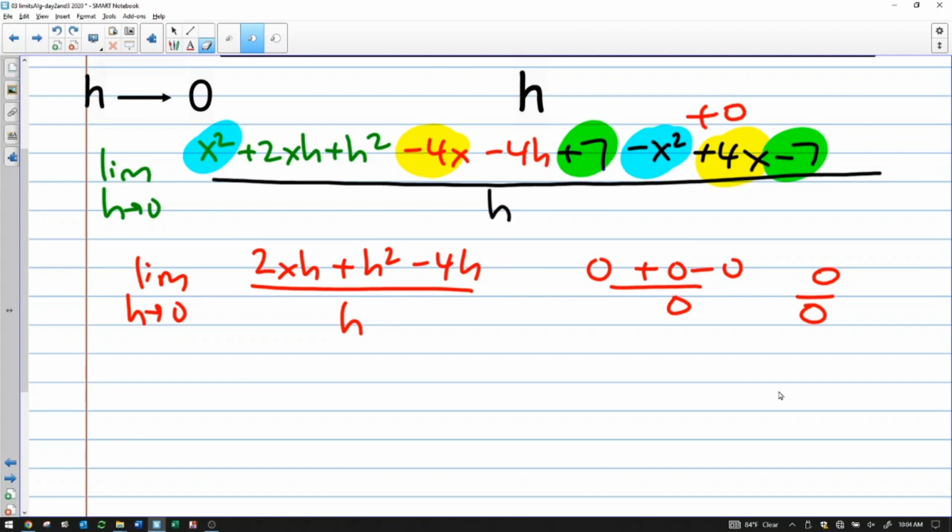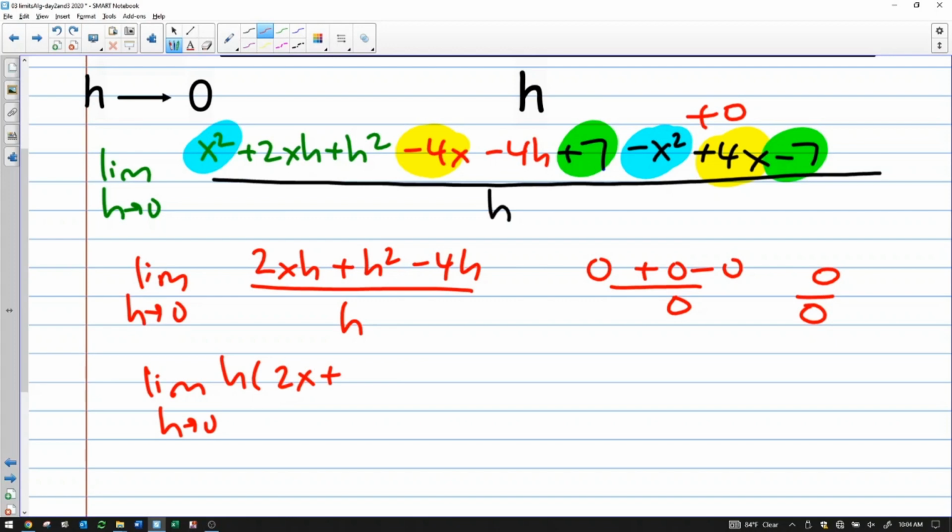Oh, gotta do something else. What's the first something else that we learned? Factoring. Can you factor anything out of this top? h? A hint is look at the bottom, because if you look at the bottom, that's what you want to cancel out. So let's factor out an h and see what happens.